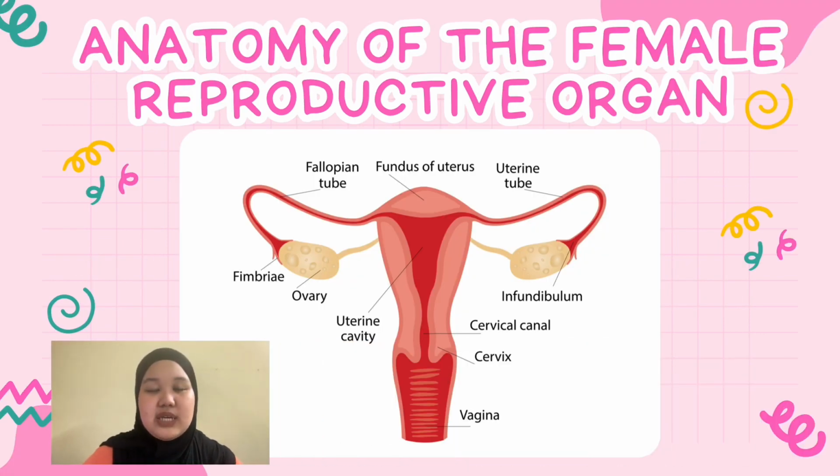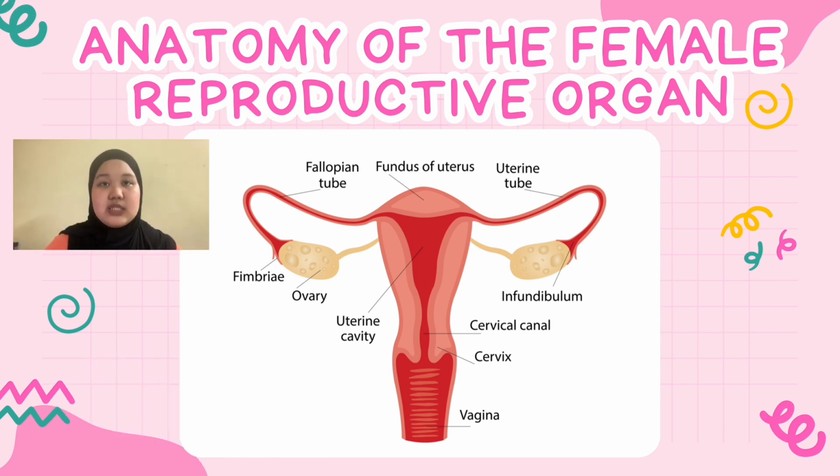Now, let's take a look at the anatomy of female reproductive organ. Firstly, I'm going to explain about the ovary. Ovary is a small and oval-shaped gland that is located on the side of the uterus. The function of ovary is to produce eggs and also hormones such as progesterone and estrogen.